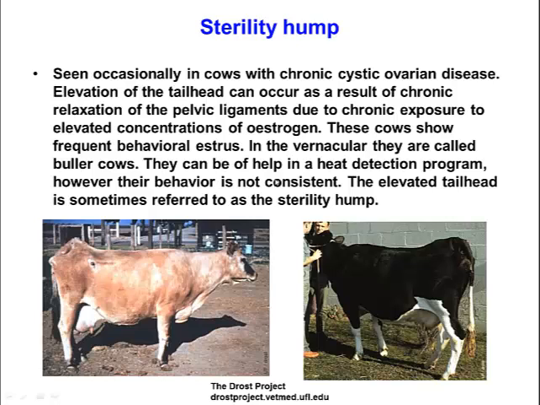This is a picture of the sterility hump in these cows. You can see a very prominent base of the tail and sacrum here, associated with chronic exposure to elevated concentrations of estrogen and relaxation of the sacrosciatic ligaments, and so you get some dropping and sagging in this position and a more prominent tail head here. So sometimes you can look at these cows from a distance and say, well, I wonder if that cow's a cystic cow because she has a sterility hump.